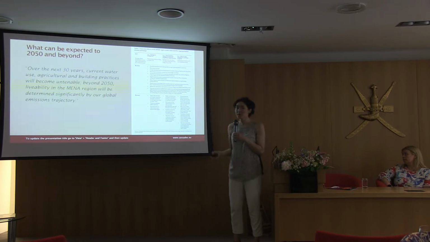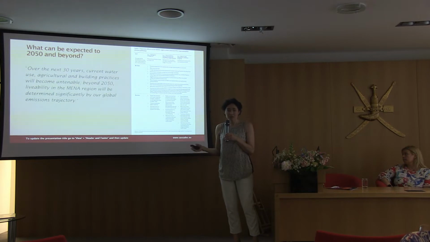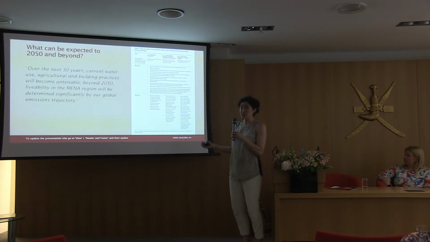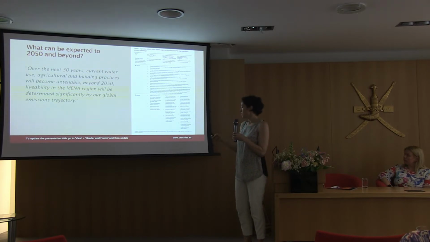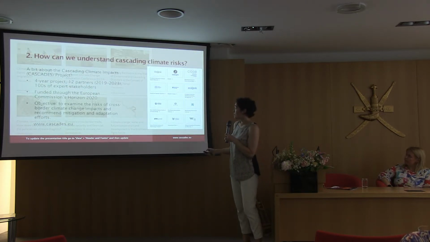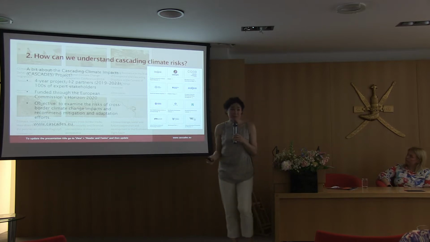So we know that a 1.5 Celsius average global temperature rise will be not good, we're already seeing that, but above that it gets extremely serious. So, how can we understand cascading climate risks? A bit about the project we're working on.